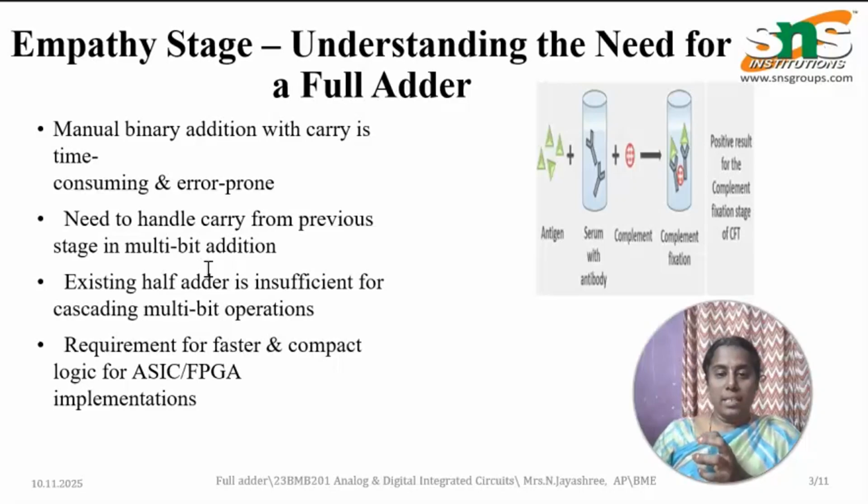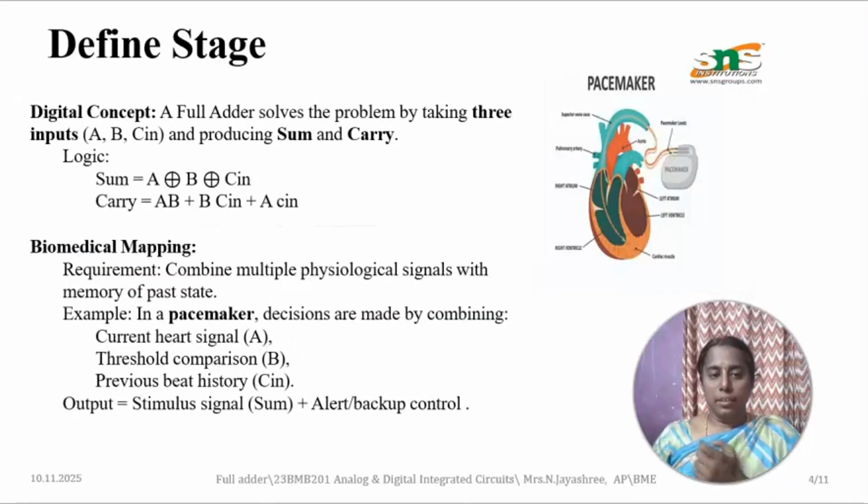This is an example of the need for a full adder: antigen, serum with antibody and complement. All together this forms the positive result for the complement fixation stage of CFT. Next, let us define the define stage.